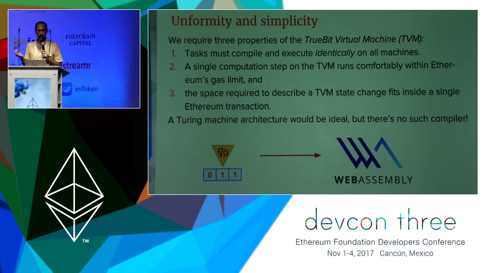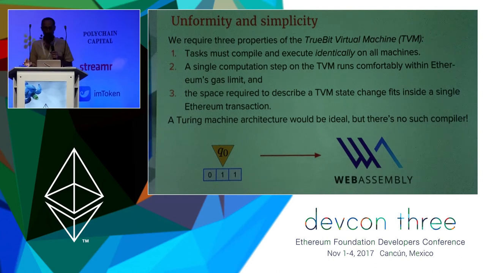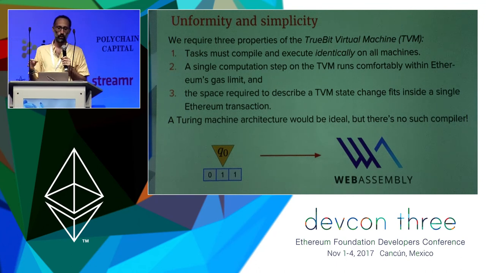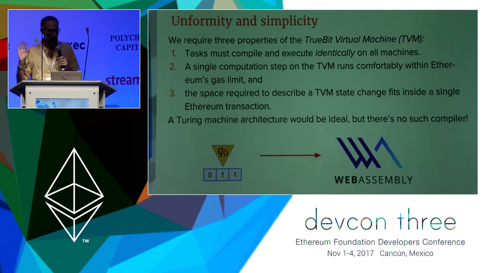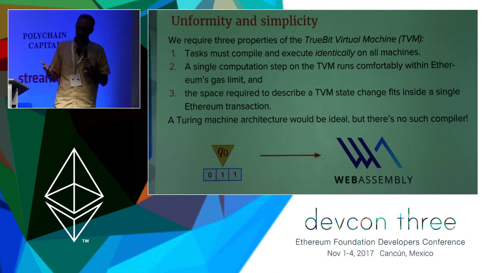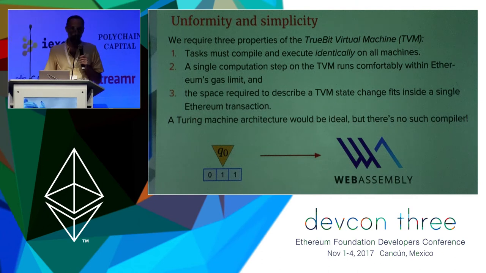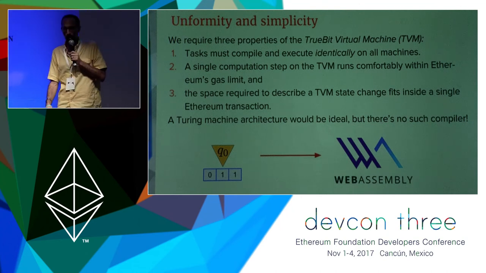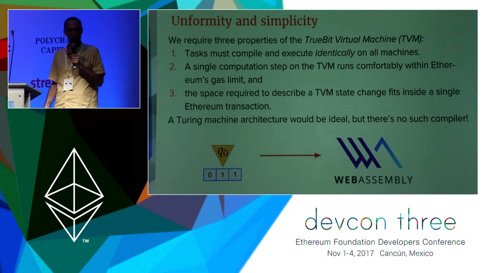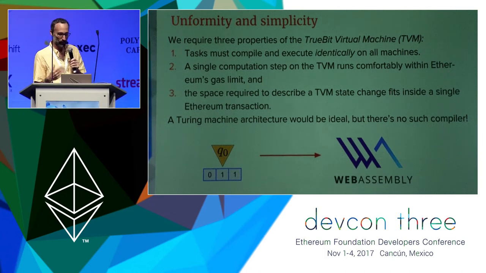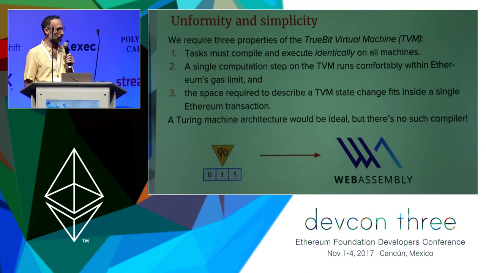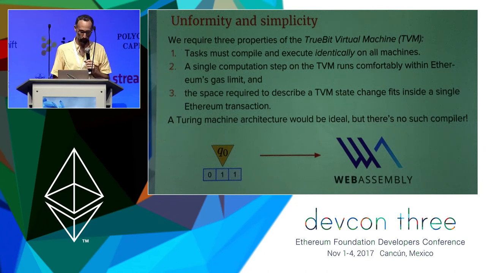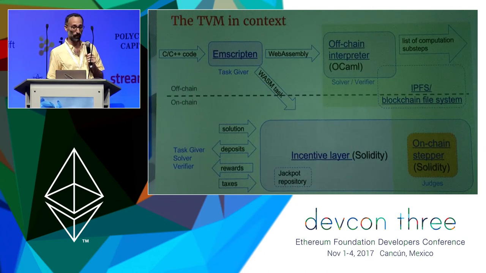The other thing is that your single computation step on the TVM has to be running within Ethereum's gas limit itself. And not only that, the space required to describe a state change also has to fit inside an Ethereum transaction. So ideally you'd use a Turing machine, as I said before, but at least I haven't found any code that takes a bit of C code and turns it into a Turing machine. So we had to do the next best thing, which is go to WebAssembly, and we even broke that down further. We have each WebAssembly step broken down into basically 16 sub-steps. So these are the properties of our architecture.